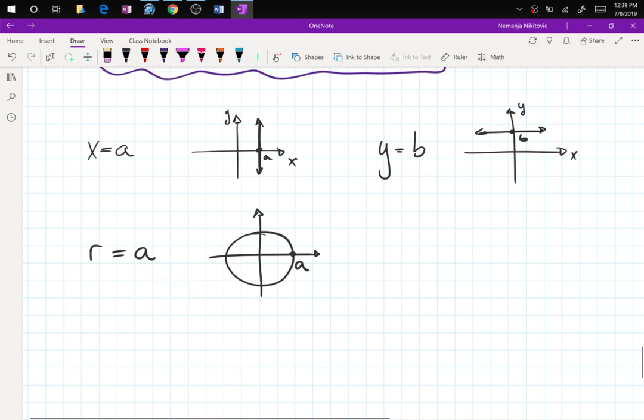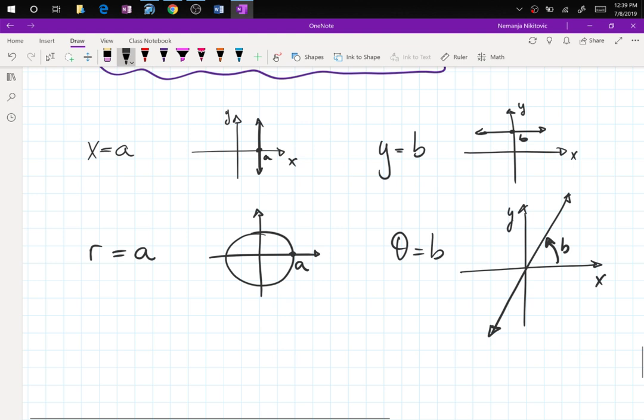Now, let's talk about the other one, theta equals b. Well, in this case, you have all the radius, and angle is fixed. So it will be some angle b, and it's going to be a linear line that stretches infinitely, right? Because all r's from negative infinity to positive infinity are available to us, and they all have to be always fixed at the origin.